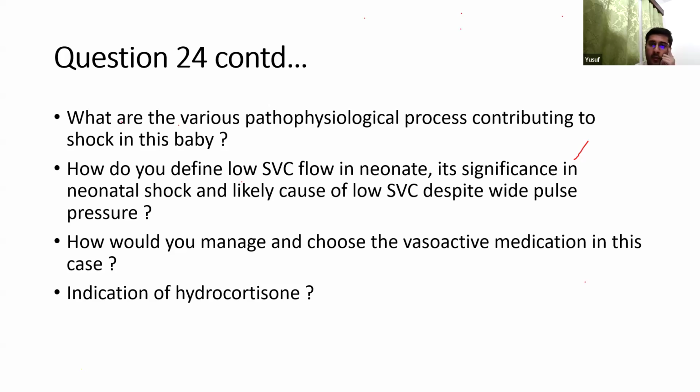So we have discussed the pathophysiology. How would you manage and how would you choose your inotropes in this baby? Discuss in the light of your recently published NNF shock CPG guidelines. No, we're talking about the inotropes. Yes, you would like to give a fluid bolus, correct? Adenosine, why would you give adenosine in this case?